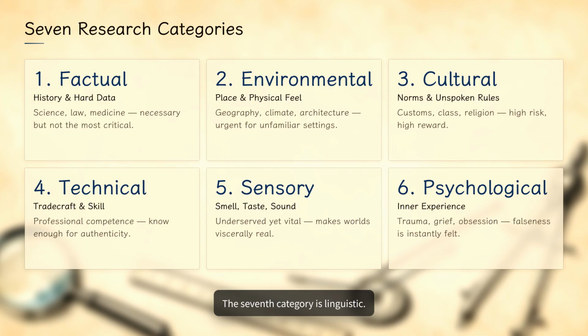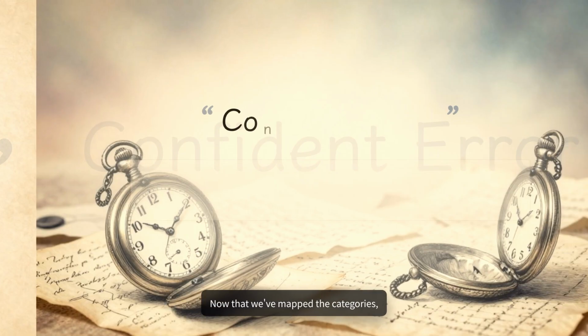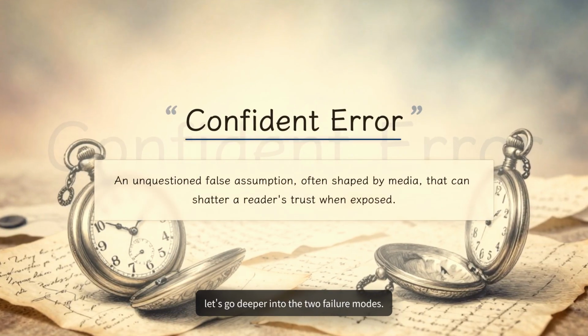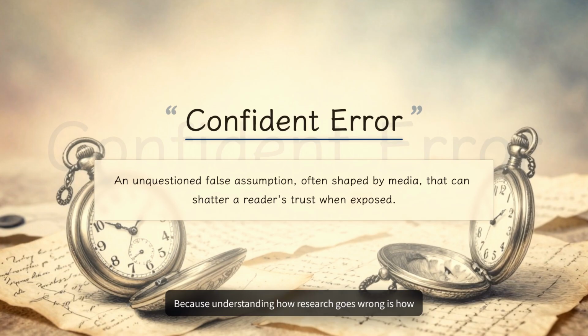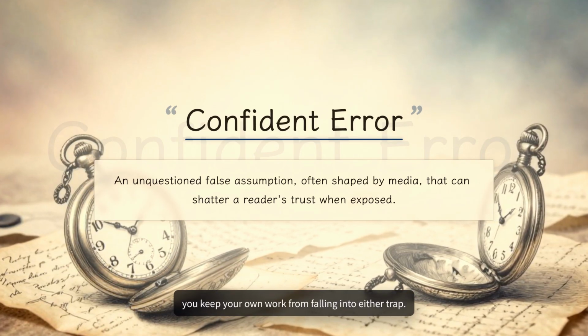The seventh category is linguistic. Dialect, register, period-accurate idiom, the specific vocabulary of professions and communities. And let me be clear about what this does not mean. It does not mean phonetically rendered dialect, which most contemporary readers find exhausting. It means the rhythms, the idioms, and the embedded assumptions of how people in a specific time and place actually spoke. Now that we've mapped the categories, let's go deeper into the two failure modes. Because understanding how research goes wrong is how you keep your own work from falling into either trap.